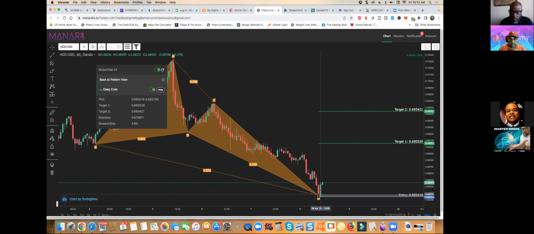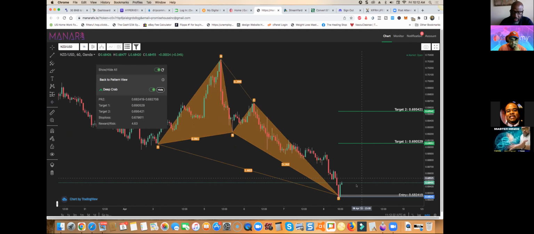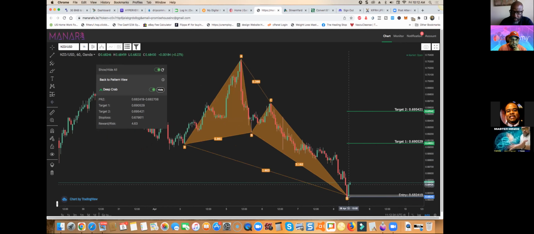Okay, what I like to look for in Manara is, before I get into a trade, I like to see price moving in the direction. If you see, so the green candles is the bulls. This means the price is going up. The red candles, of course, is going down, is bearish.